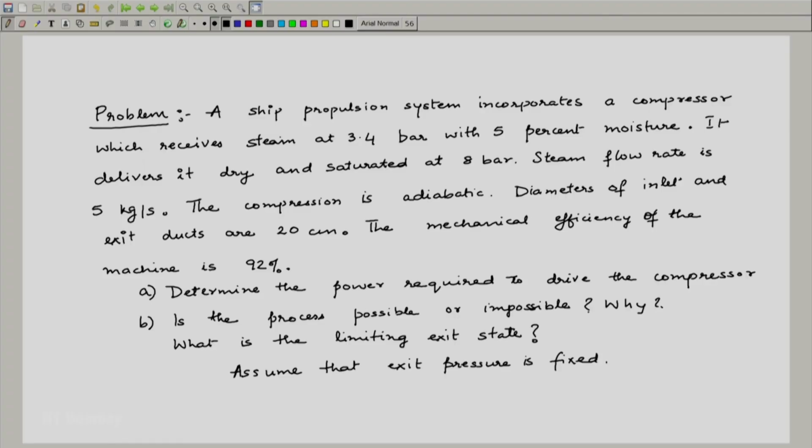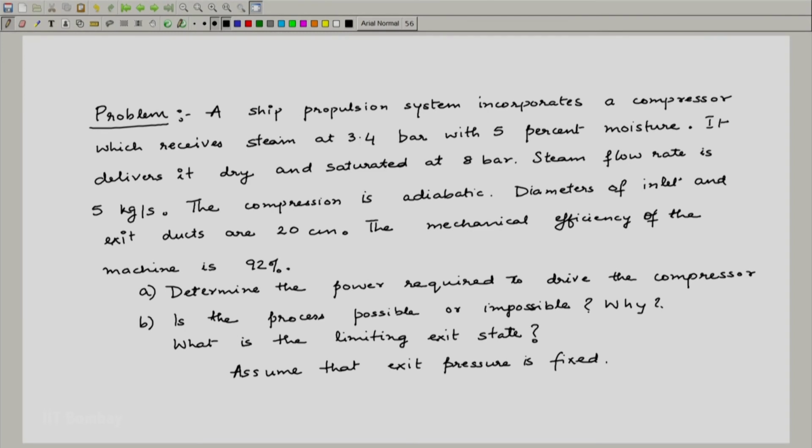Welcome back. So, now we pick a problem where we also want to apply the second law. Up till now we were only applying the first law for open systems. Now, we will take up something where we will apply the second law. So, let us consider this problem here.